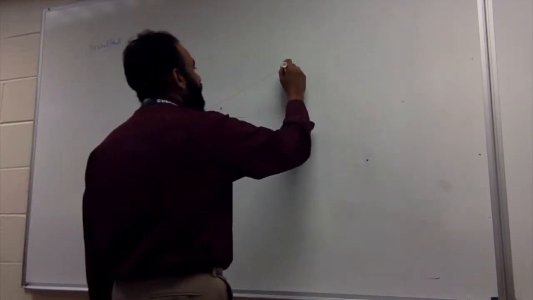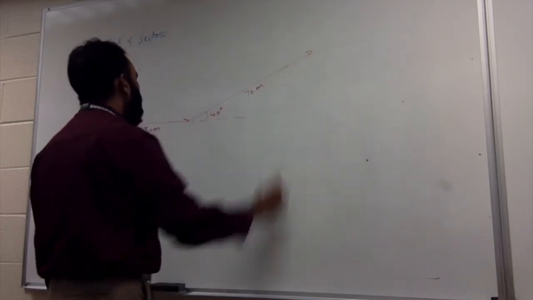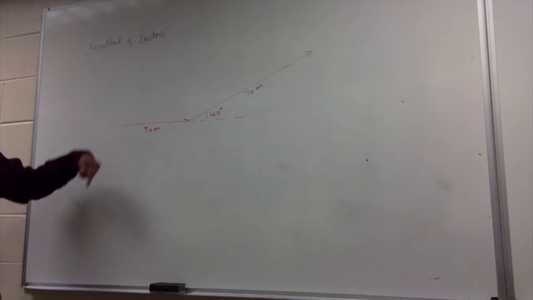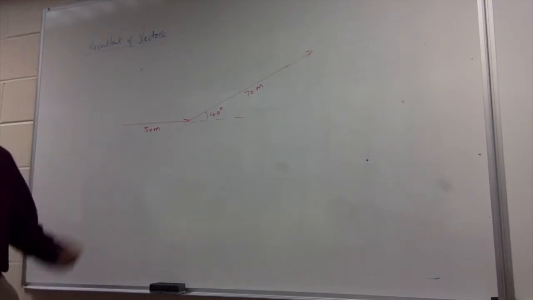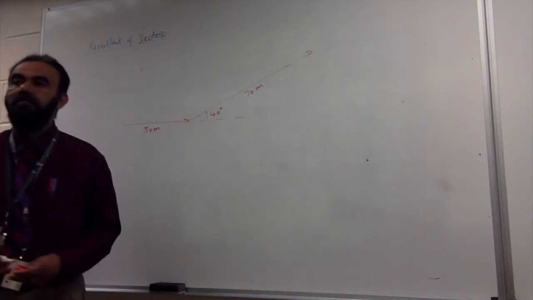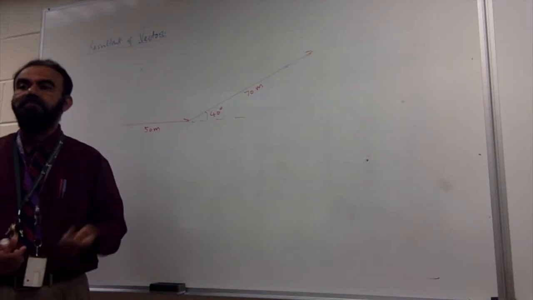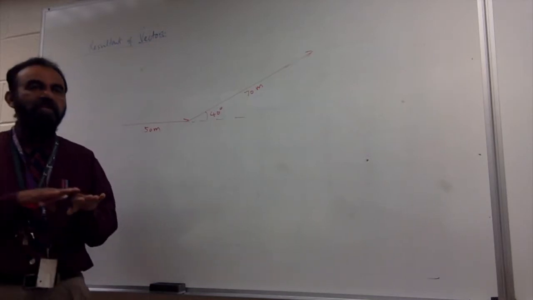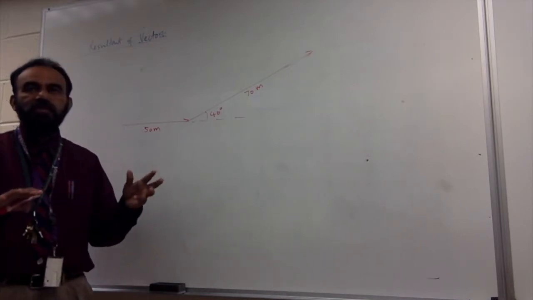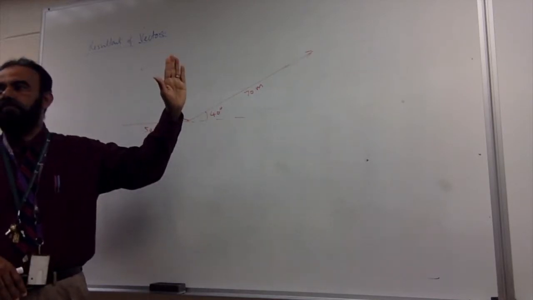And it goes on for 70 meters. Okay? So it went for 50 meters, and then it went for 70 meters at this angle. Now, how do you represent that angle? 40 degrees above the horizontal. That's it. So when a plane is taking off, instead of east, west, north, and all that, you just say horizontal, 40 degrees above the horizontal.